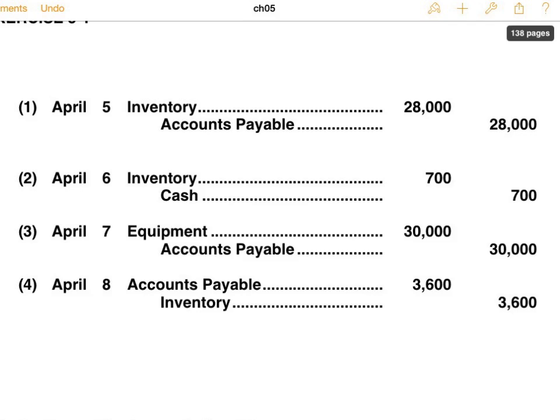On April 15th, I paid the amount due to Lyman Company. Now, April 15th is 10 days after I purchased from Lyman, so I'm able to take a 2% discount on what I owe him. Now, I no longer owe him $28,000 because I returned $3,600. So I owe him the difference, and I take a 2% discount on that.